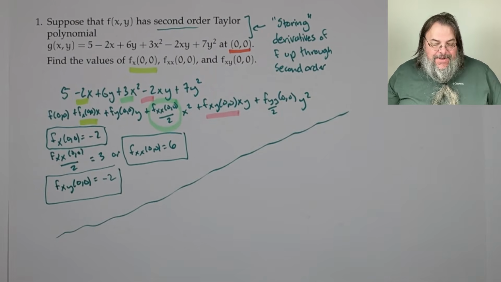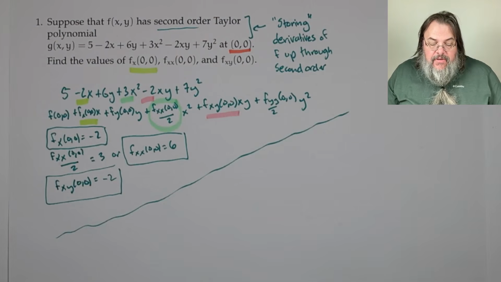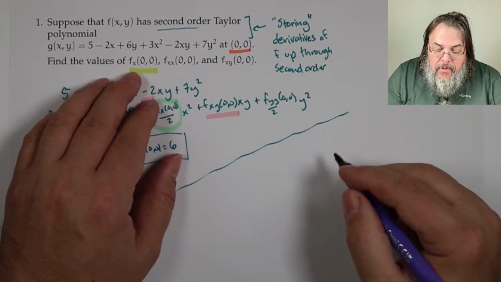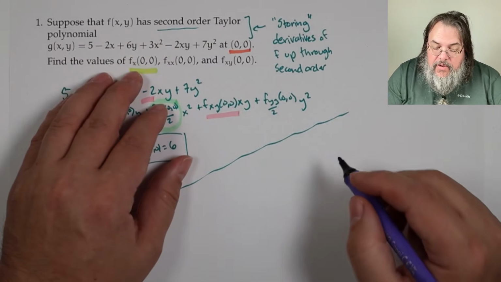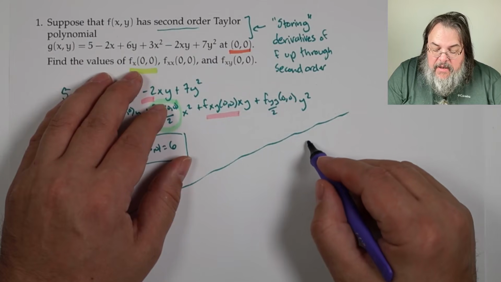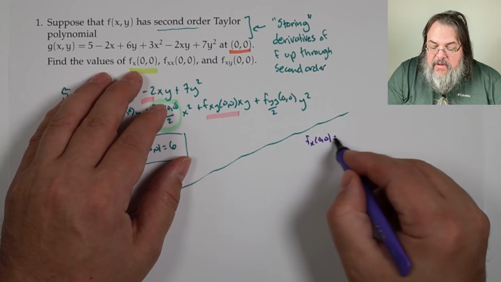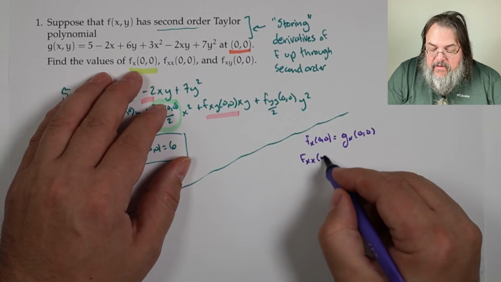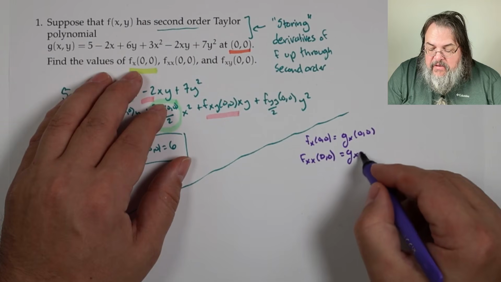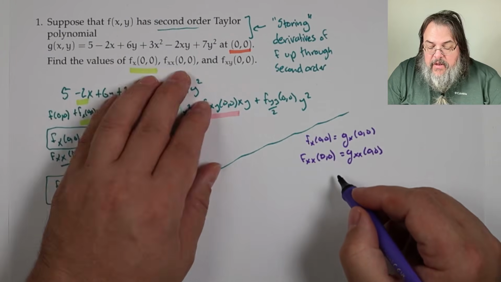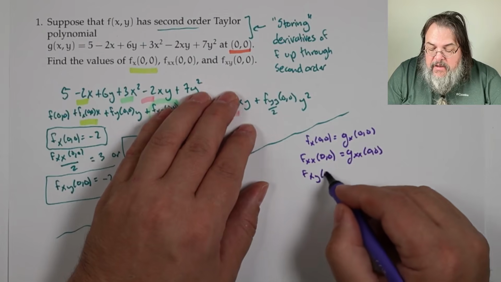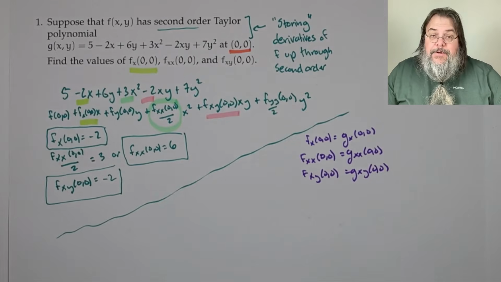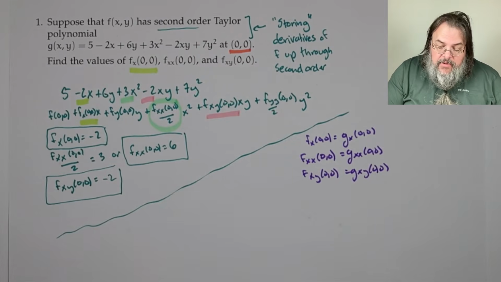What's another way we could have done it? Well, the other way is to say, let's just compute derivatives. And why? Well, because this is storing the derivatives, we have the following facts. Namely, f sub x at 0, 0 is equal to g sub x at 0, 0. f x x at 0, 0 is g x x at 0, 0. And f x y at 0, 0 is g x y at 0, 0. Right? Because they're going to match everything up through the second order.